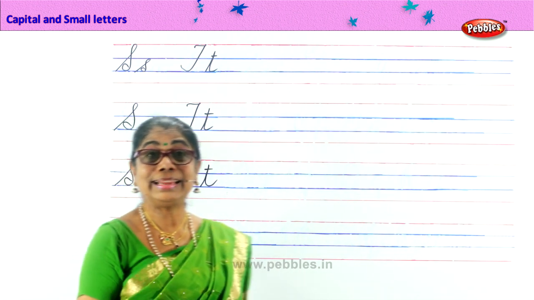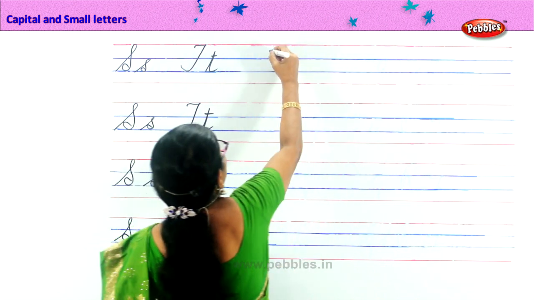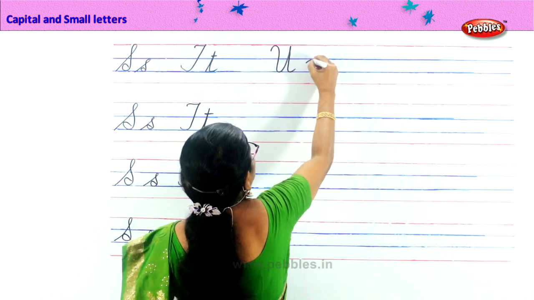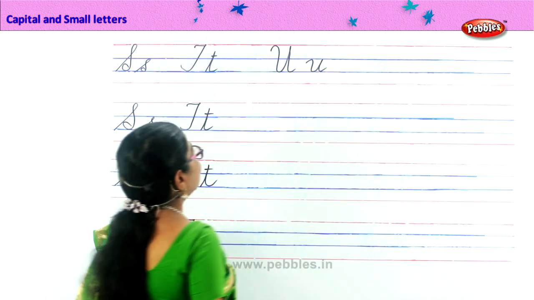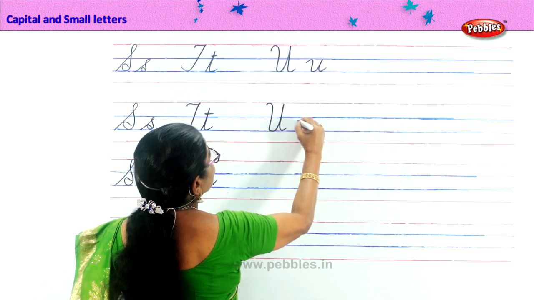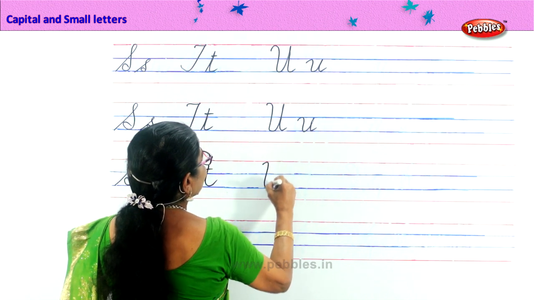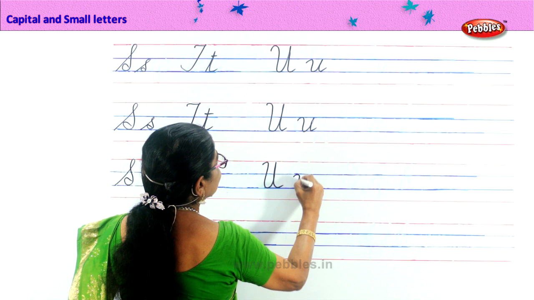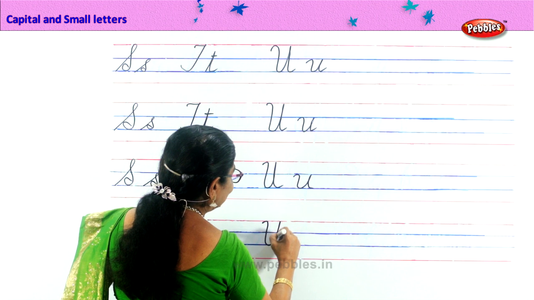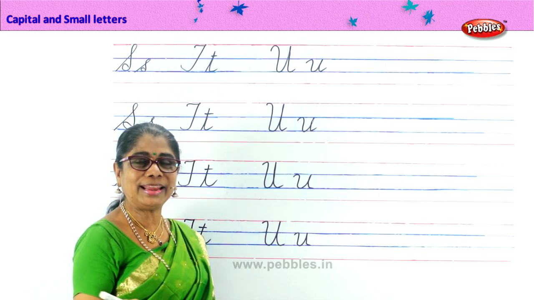Good. Next, U, U, capital and small letter U. This is capital letter U and this is small letter U. This is capital U and this is small letter U. The capital U and the small letter U. Capital U, small letter U. Yes. Now what shall we write?